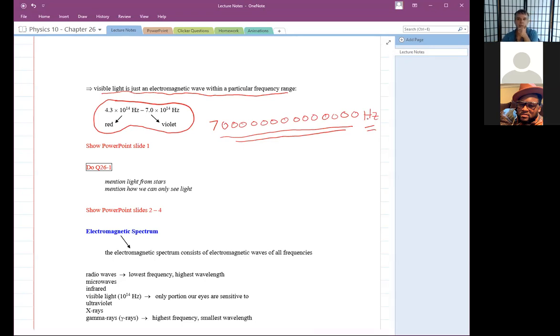So what is that? A billion is 10 to the 9. A trillion is 10 to the 12. So this is 700 trillion times a second, which is how often something would be oscillating back and forth to produce visible light. Badass, right?